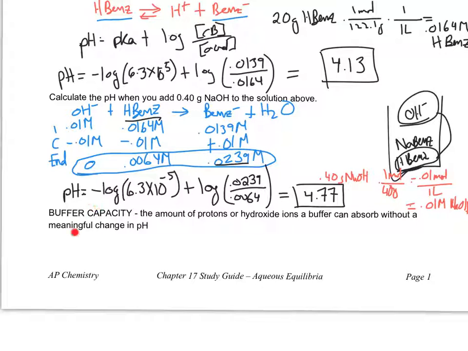And so the buffering capacity depends on the molarities of your buffer system, so the molarity of your weak acid and its conjugate, or your weak base and its conjugate. So the molarities have a factor, and also the strength of your buffer has to do with your Kas and your Kbs as well. So let's look at two different buffers and how their buffering capacities are different.